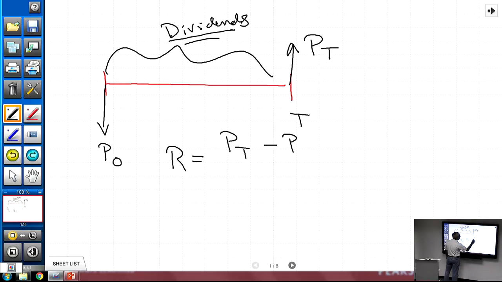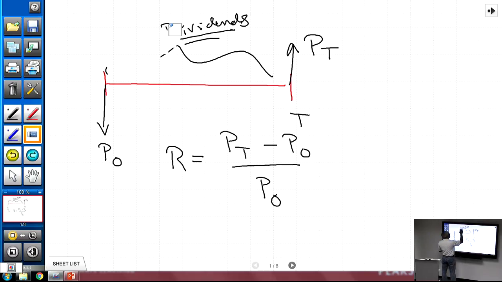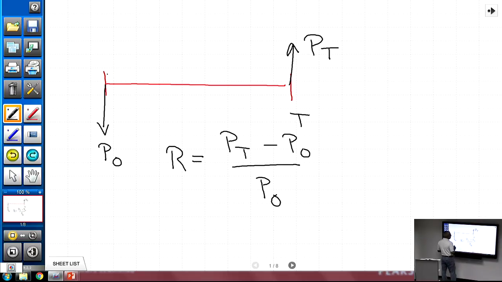It'll be PT minus P0 divided by P0, assuming there are no dividends. If I assume no dividends, then that would be what my return would look like. Just the difference between the two stock prices divided by the original stock price. So the easiest way to remember the equation for return is ending stock price minus beginning stock price divided by beginning stock price.